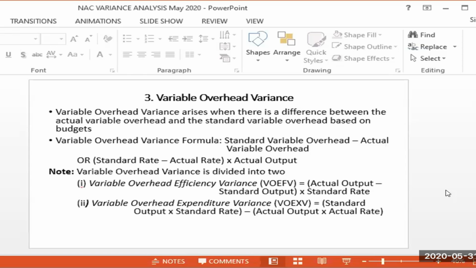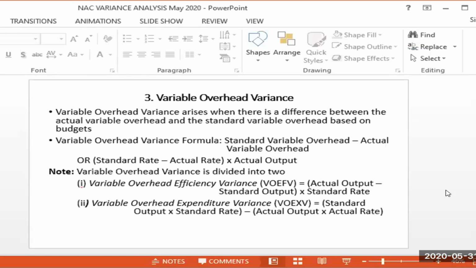So we have budgeted some overheads, but again, there is that one we have spent because probably the activity level changed from the budgeted to another level, therefore these are also bound to change. So how do we determine the variance for that? The variable overhead variance formula is standard variable overhead minus actual variable overhead.